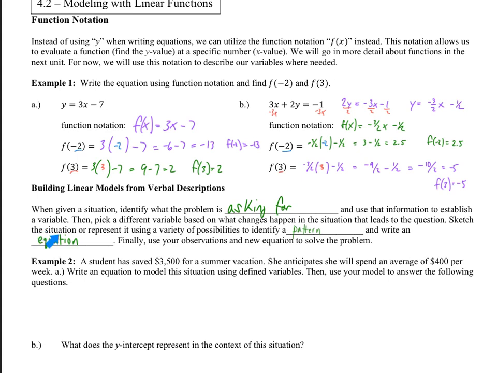They want to maybe sketch that situation or represent it, looking at different possibilities. So sometimes they make tables or just write out values or things like that, because you're looking for a pattern, right? So how are things changing? And then that allows us to write the equation. So just trying to figure out what's changing, how things are changing, so that you can identify a pattern and then turn that into an equation.